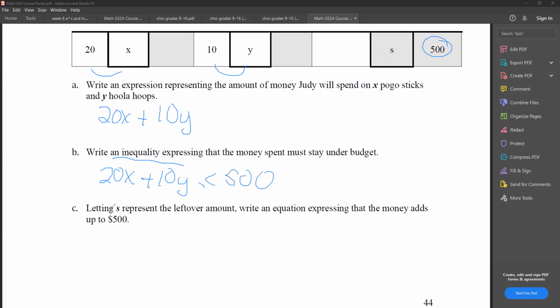All right, letting S represent the leftover amount of money, write an equation. So basically all I've got to do is add the leftover money. If I take the money I spent, which is 20x plus 10y, and add the leftover money, it should equal $500. Okay, that's your slack variable.